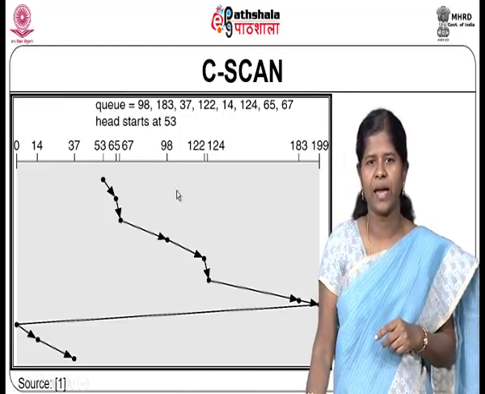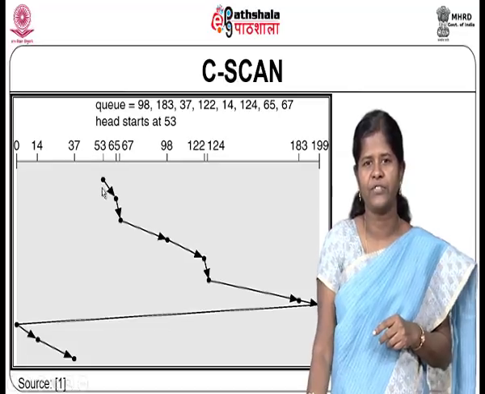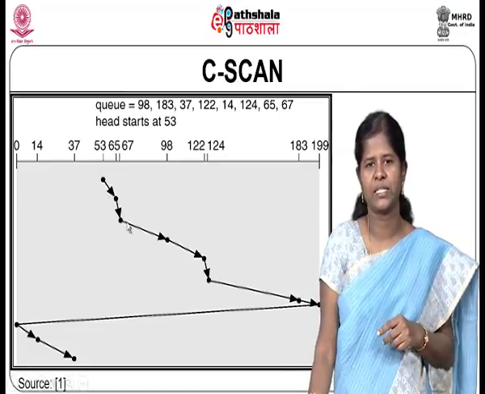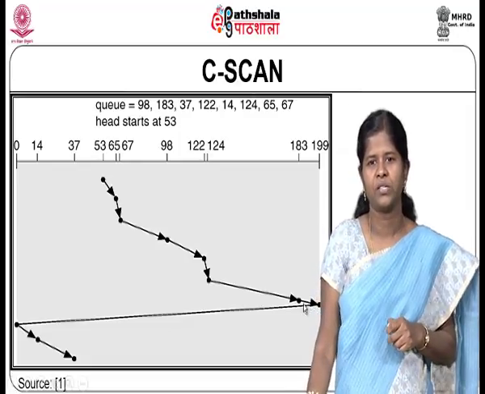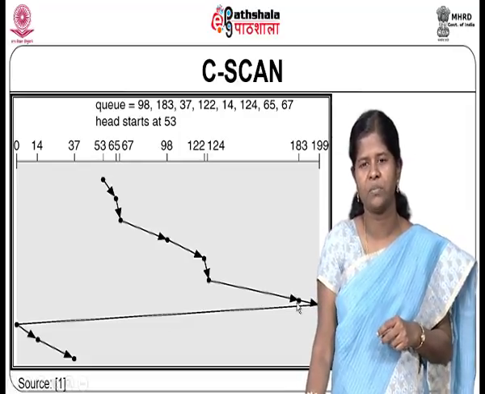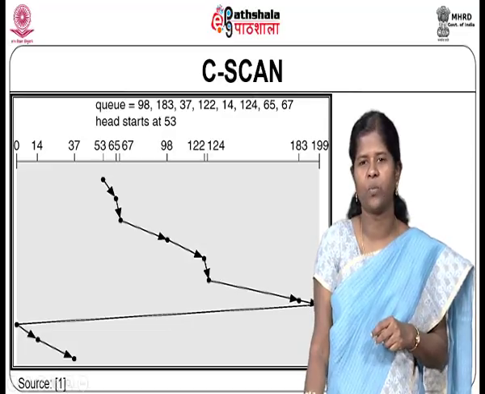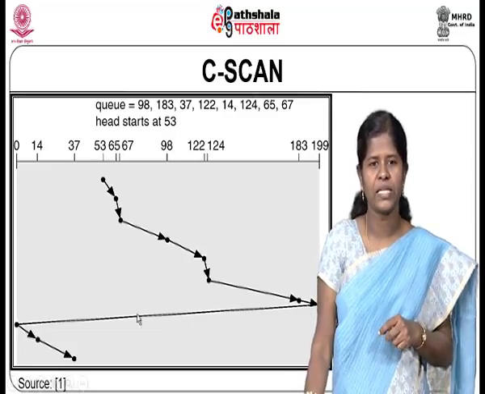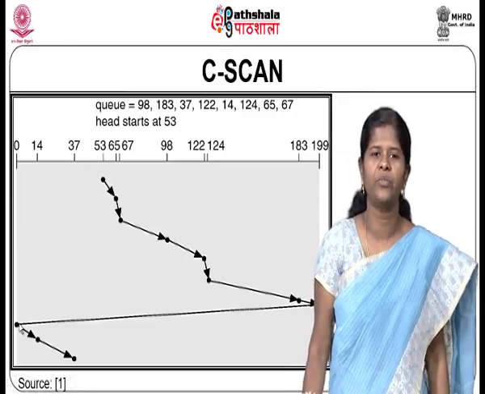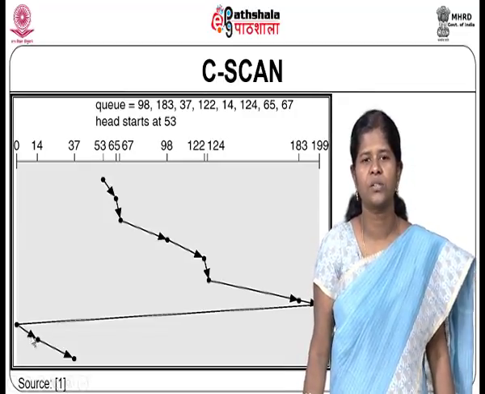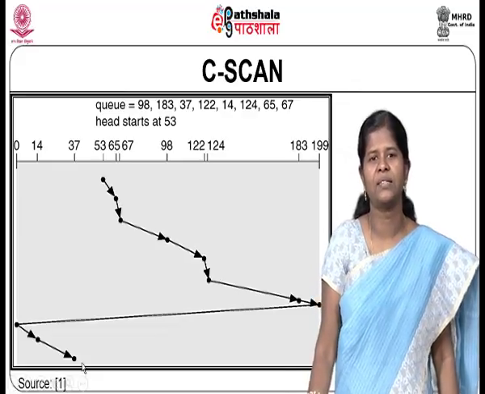Here you can see that the head is moving from 53 to 65, 67, and so on, until 199. Till 183 there were requests, but it still moves to this end of the disc, 199. In the reverse direction it does not service any request, and then from there it moves to 37 and services requests.